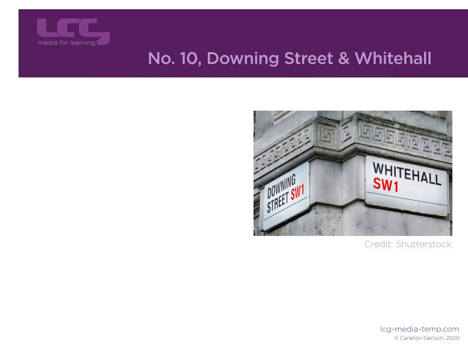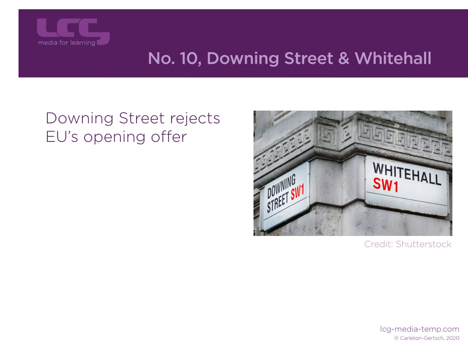So, number 10, Downing Street in Whitehall. Well, I suppose most of you know that the Prime Minister lives at number 10 Downing Street, but what does it mean if these words are used in the news? For instance, you might come across a newspaper headline such as Downing Street rejects the EU's opening offer. What does Downing Street refer to in this context? In this context, Downing Street refers to the British government.